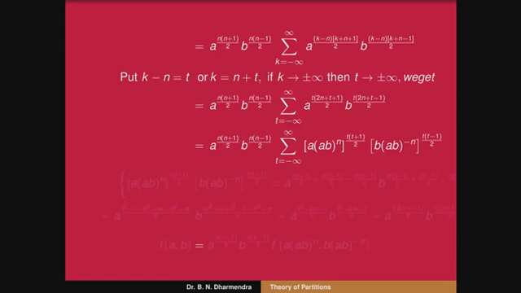For all t, this term can be rewritten as (ab)^n whole to the power of t(t+1)/2 into b(ab)^(-n) whole to the power of t(t-1)/2. It is easy to understand: this is the theta function definition in terms of f(a (ab)^n, b (ab)^(-n)).